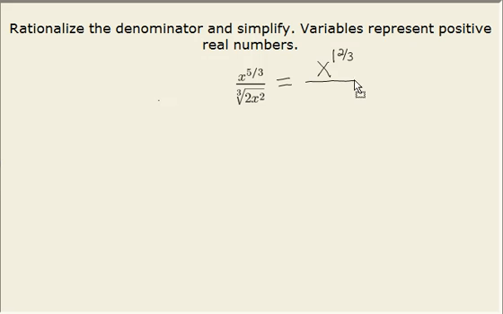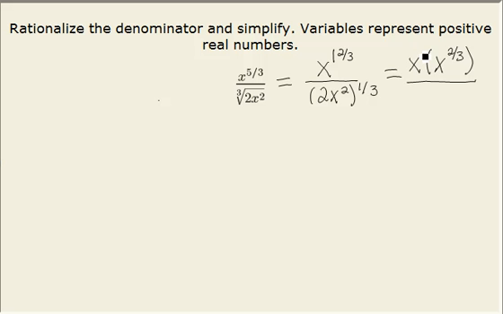I'm also going to write my radical as an exponent. So how I do that is I have 2x squared to the 1/3 power. I can now rewrite my numerator as x times x to the 2/3 power. I know I can do this because I know my properties of multiplying exponents.